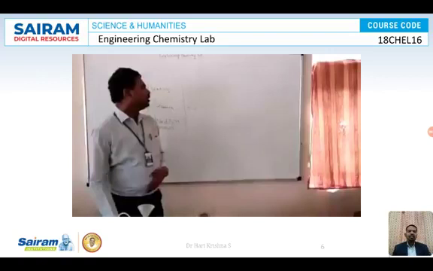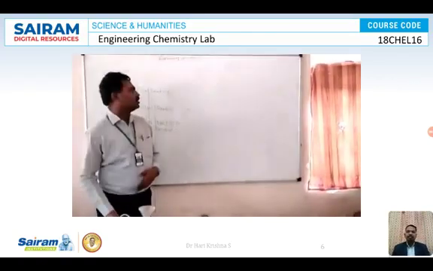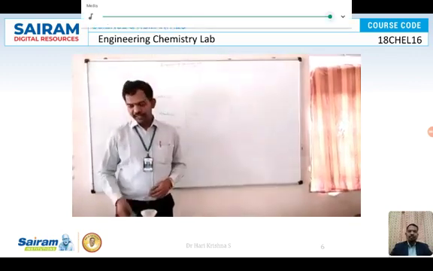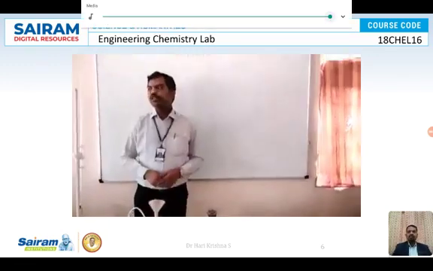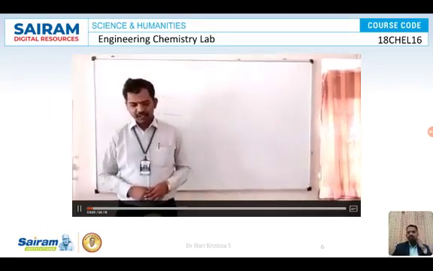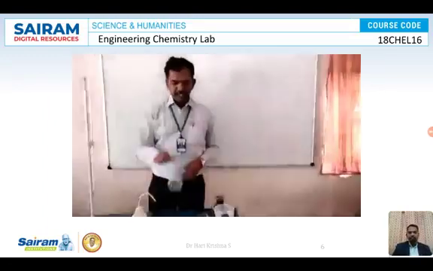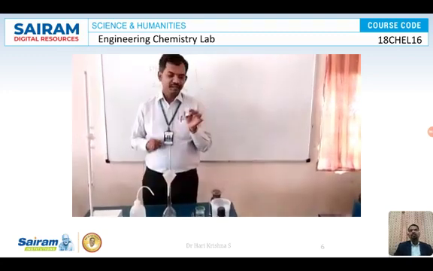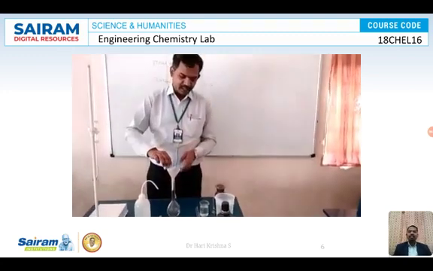There is a small demo of the experiment here. Let us see how to carry out the experiment: estimation of total hardness of the given water sample using the rapid titration method. We will be using Na2EDTA here. First we are going to prepare the Na2EDTA standard solution. We have the Na2EDTA sample over here, with the measured weight.